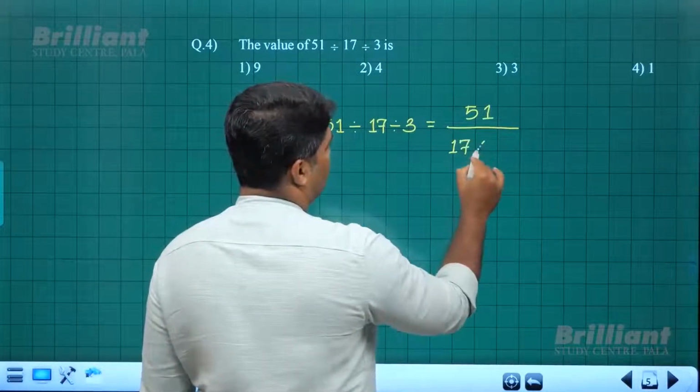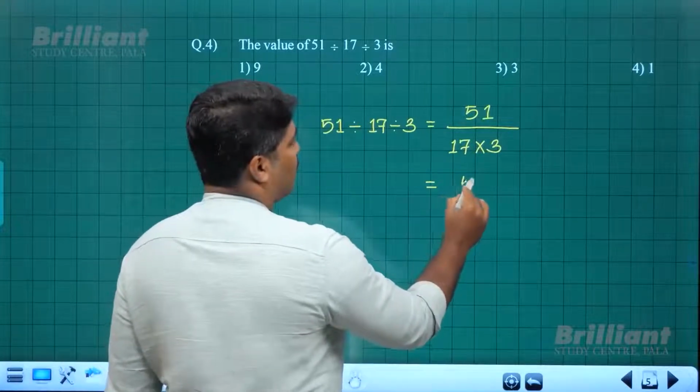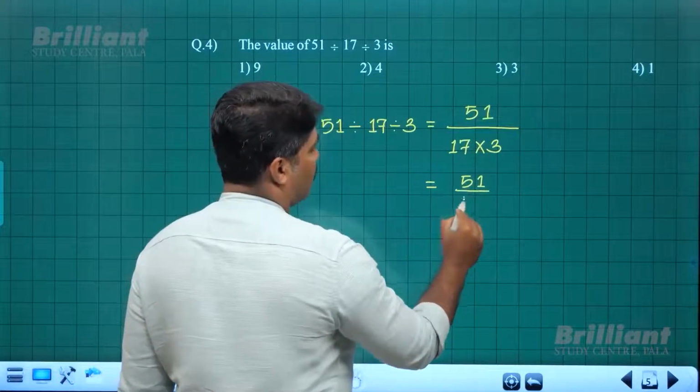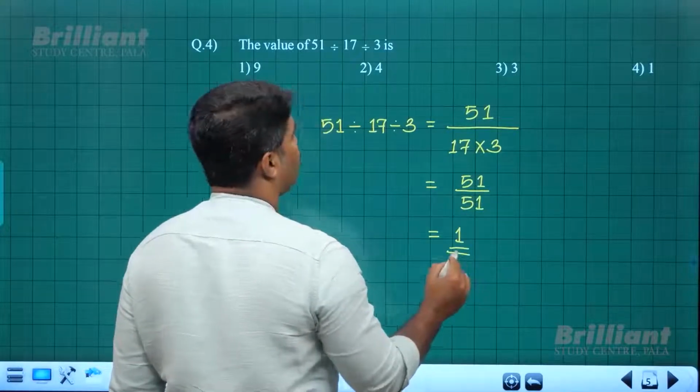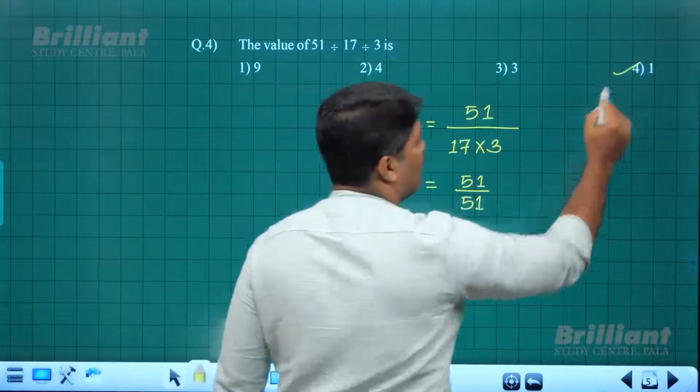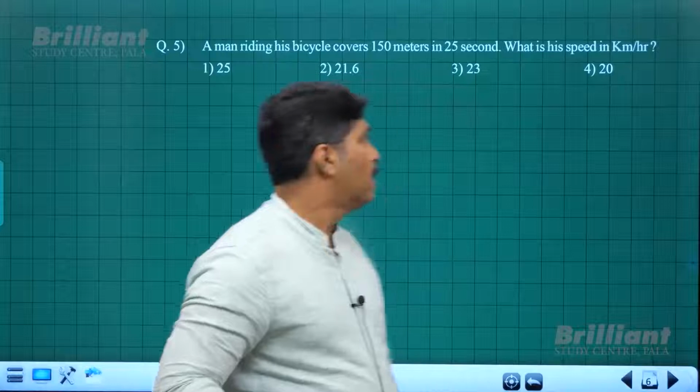Hence this denominator we can combine together. We know that 17 into 3 is also equal to 51. So this is simply 51 by 51. Hence the answer is option 4, 1. Got it?